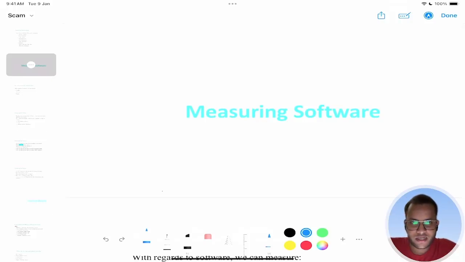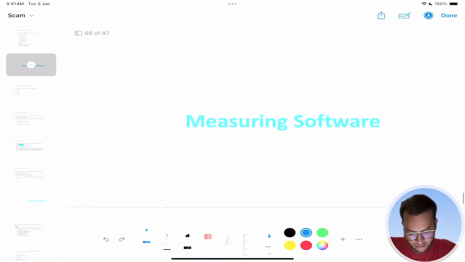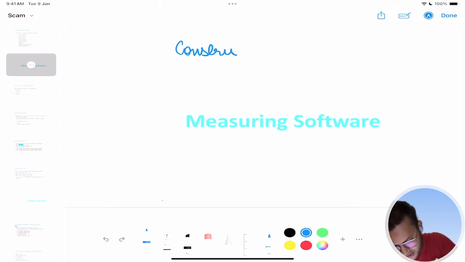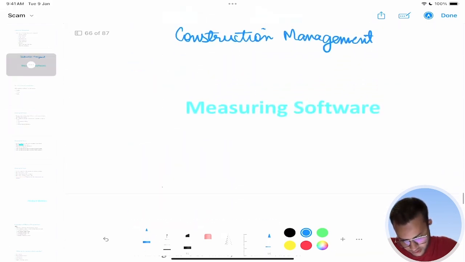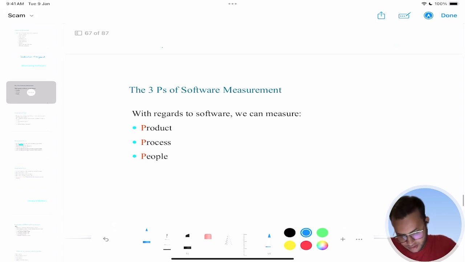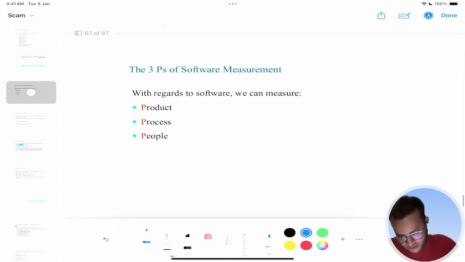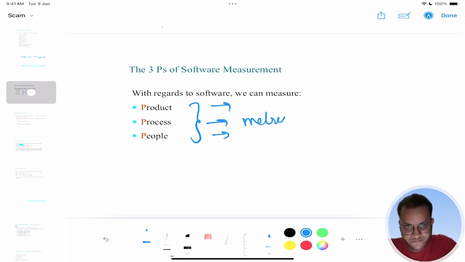I'm pursuing integrated analytics software engineering from VIT, and today we'll study construction management. Construction management has a subtopic called measuring software, and we need to measure software in order to realize the pros and cons of it. For measuring software, we have three things: product, process, people. These are the three metrics used to measure the software.